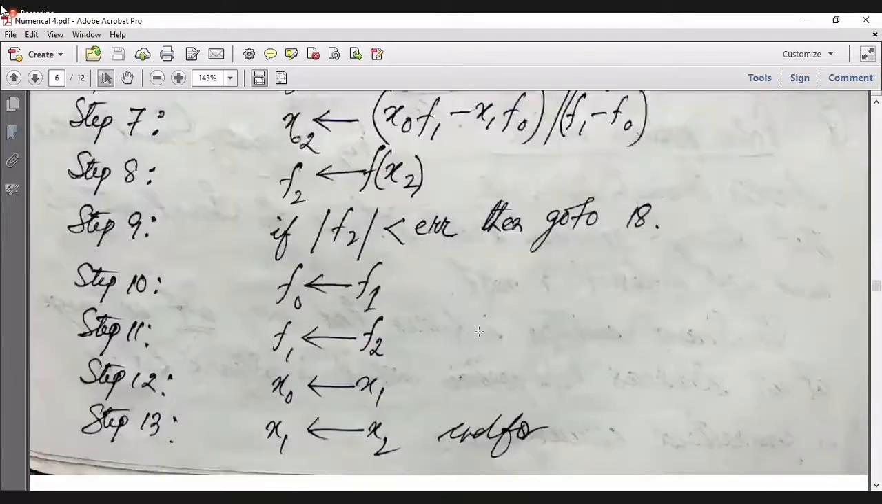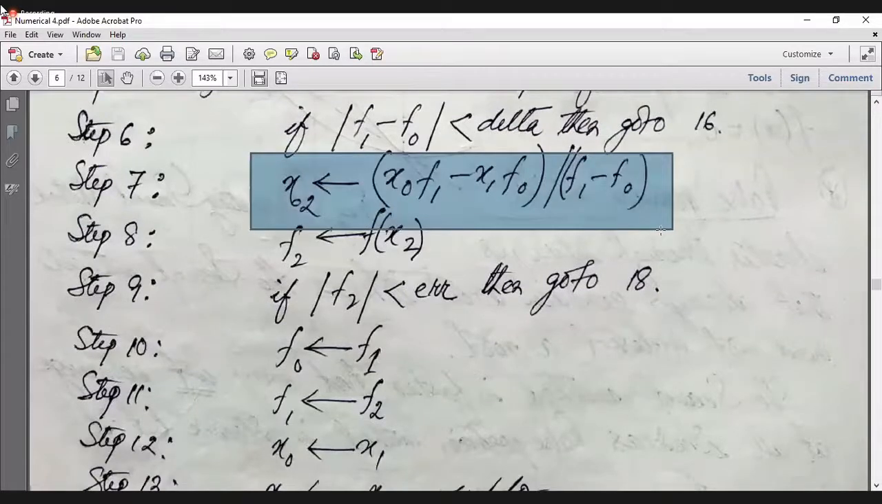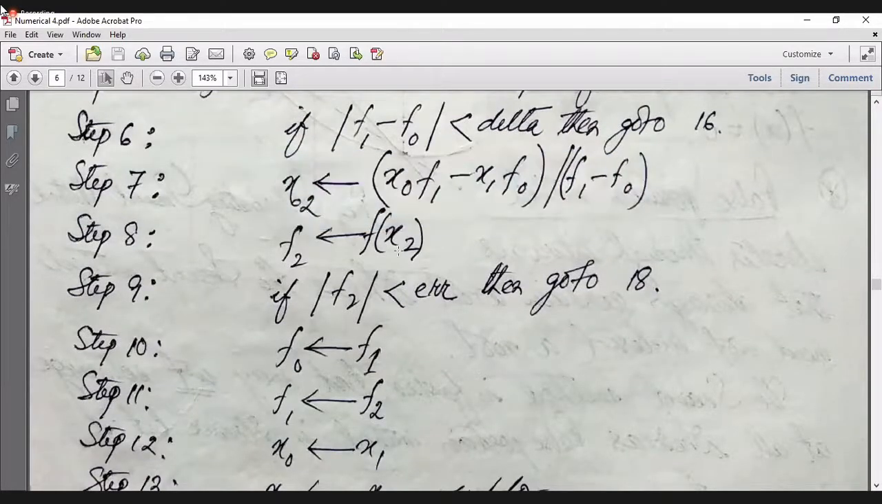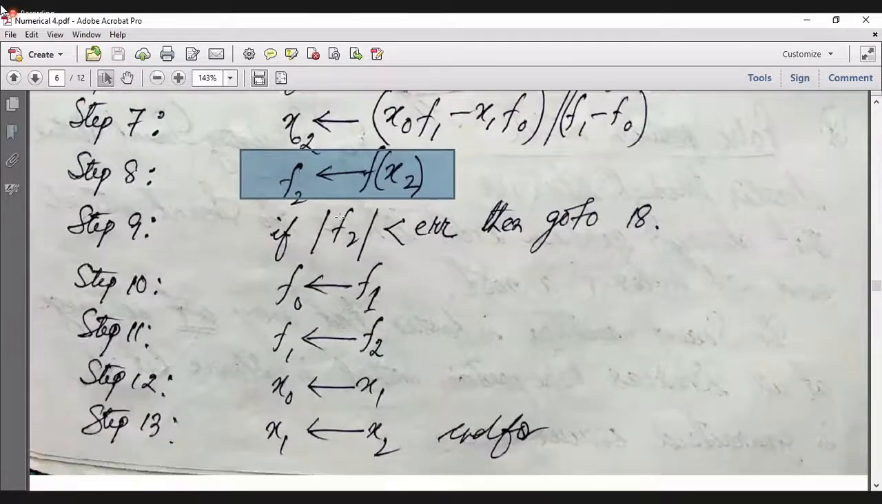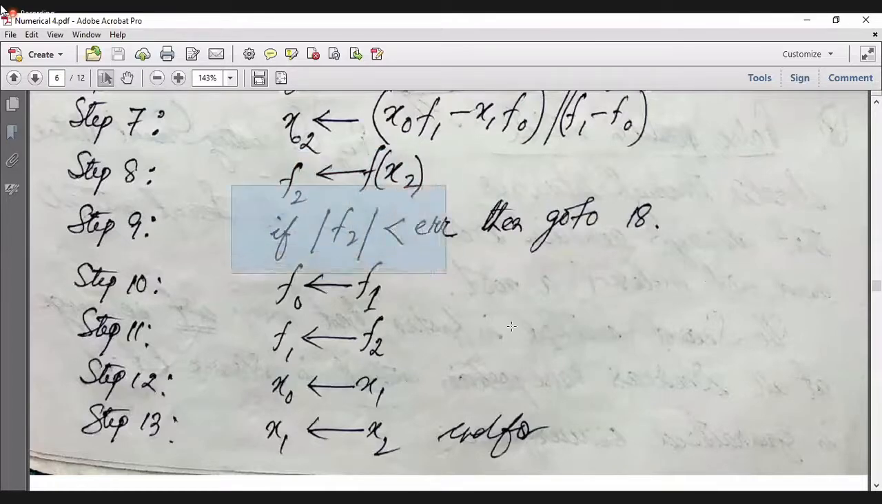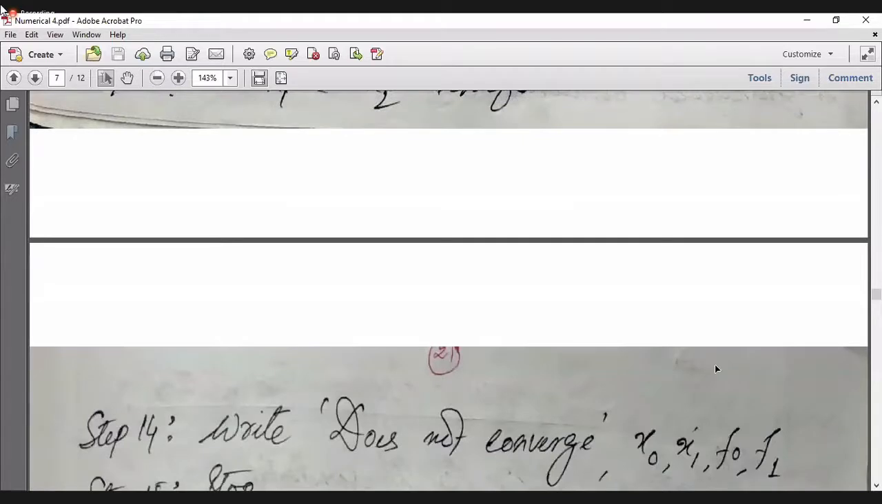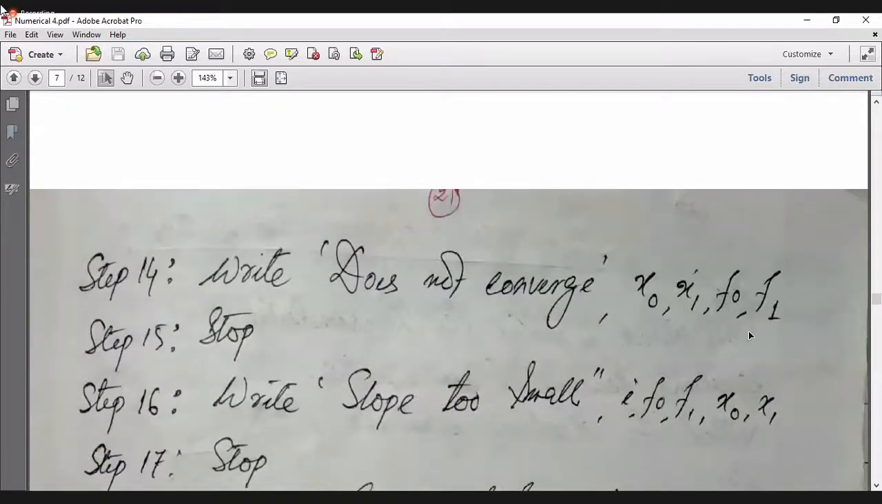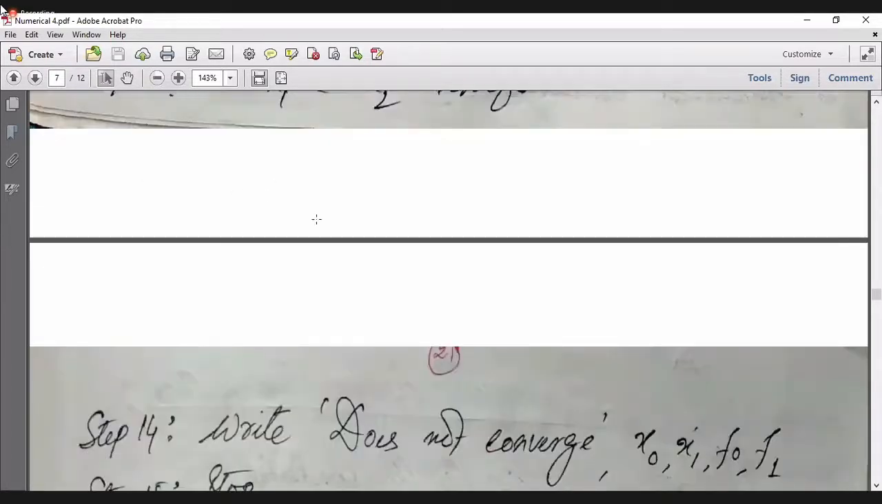Now, if the slope is not too small, then calculate the value of x2 using this formula. Then you calculate f of x2. As I told you, there is no need to check the sign of the functions. If the value of f of x2 is almost 0, then you stop the iteration and go to number 18. Number 18 prints the converged root, and the values of x2 and f2 are as follows. So this is again another terminating criterion.